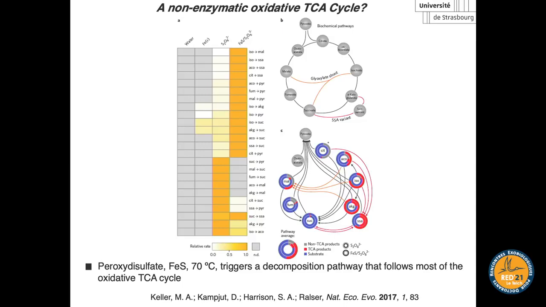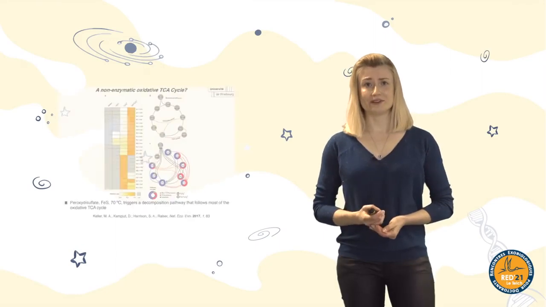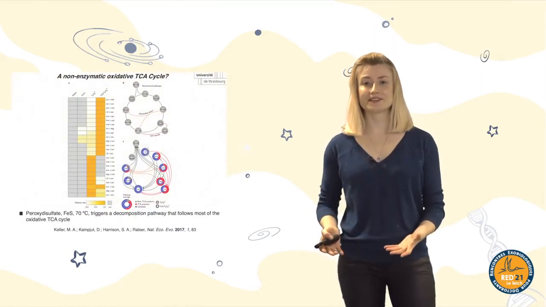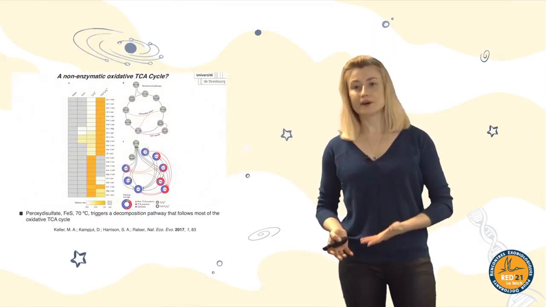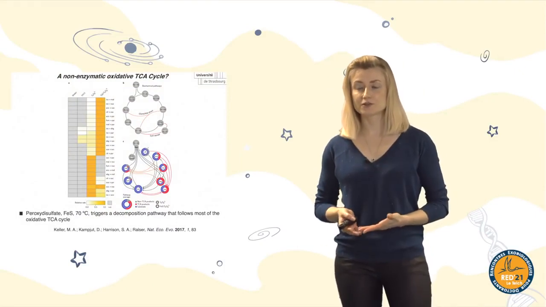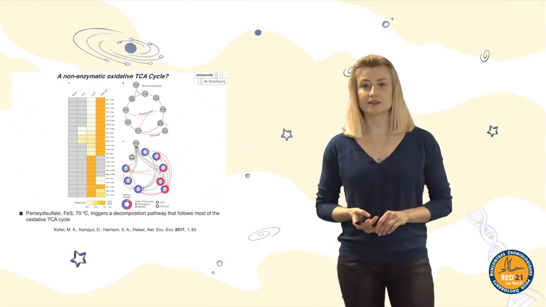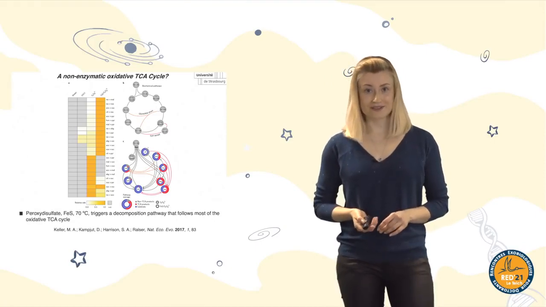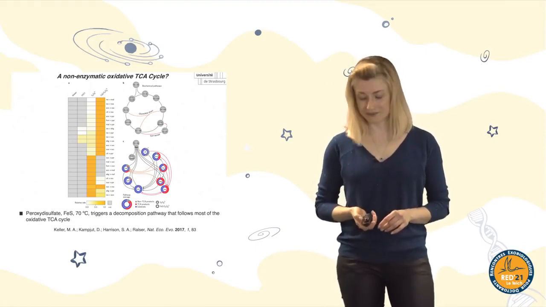So you've got iron and you've got water at 70 degrees. These conditions look familiar because they are exactly the same conditions, except for the peroxydisulfate. But iron catalysis and water at 70 degrees, this is exactly what we used for the pyruvate and glyoxylate network. So this actually made us happy when we saw that.